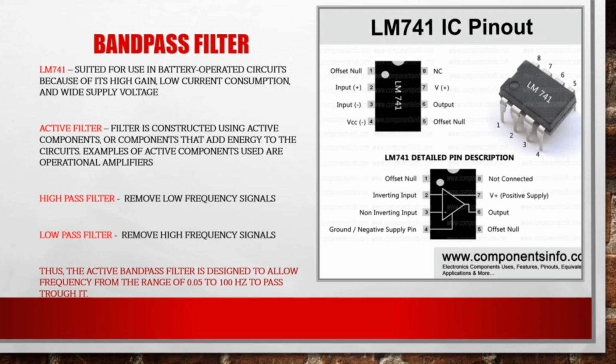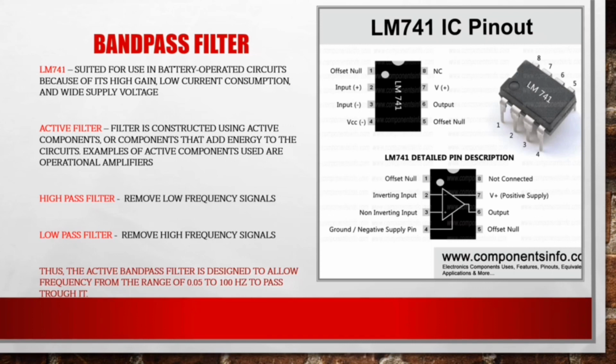So as I mentioned earlier, the diagnostic mode for this ECG is between 0.05 to 100 Hz. In this mini project, we are using an active bandpass filter, LM741, suited for use in battery operated circuits because of its high gain, low current consumption, and wide supply voltage. Active filter is basically a filter constructed using active components, or components that add energy to the circuits. For example, active components used are operational amplifiers.